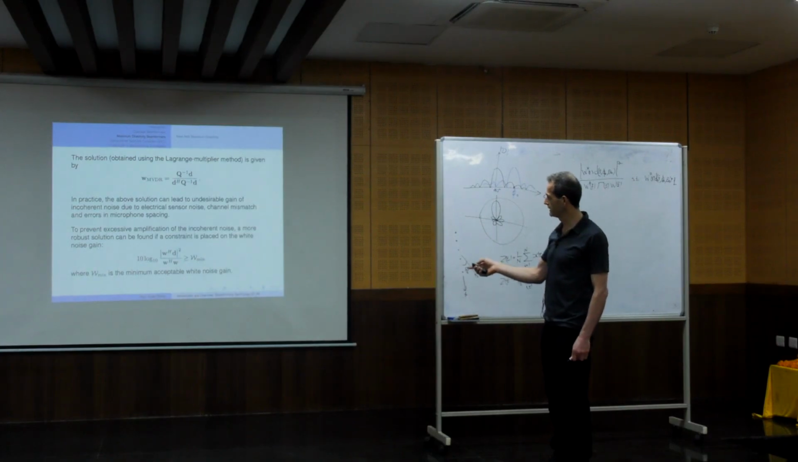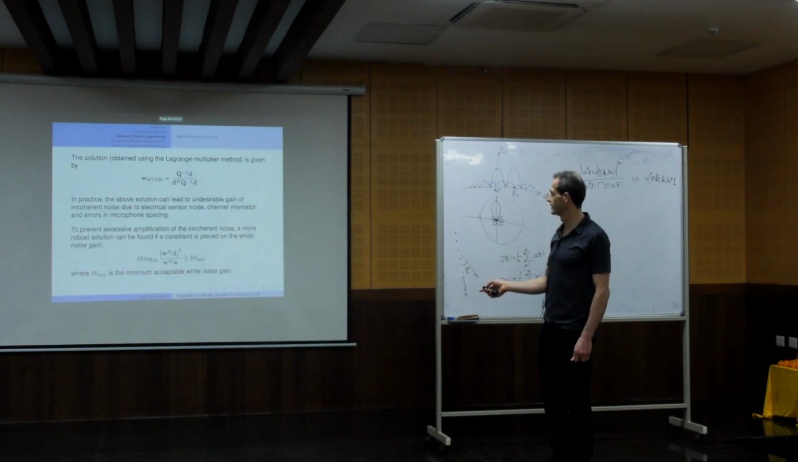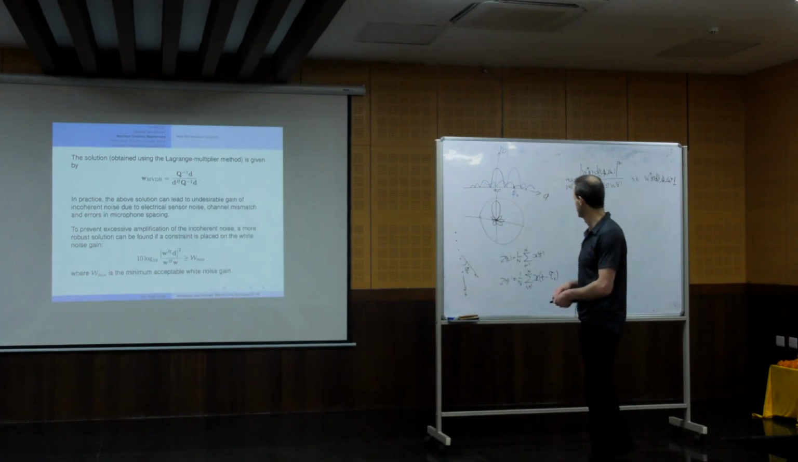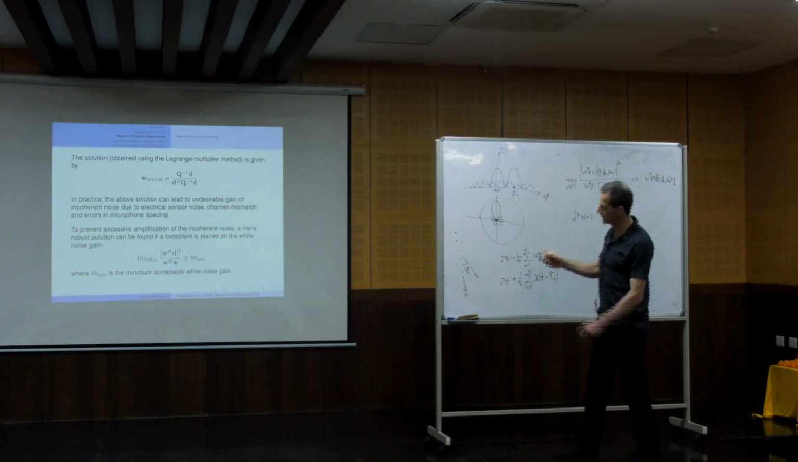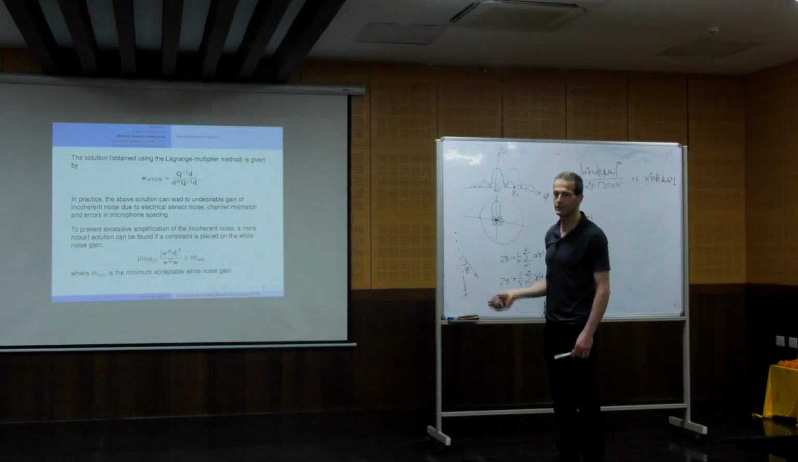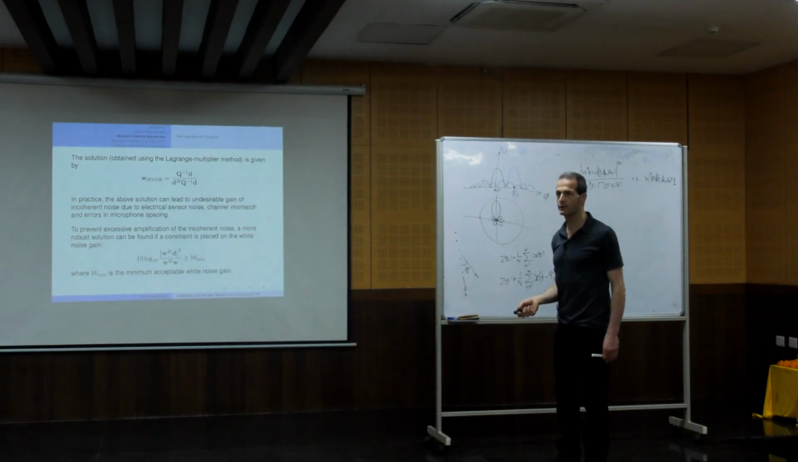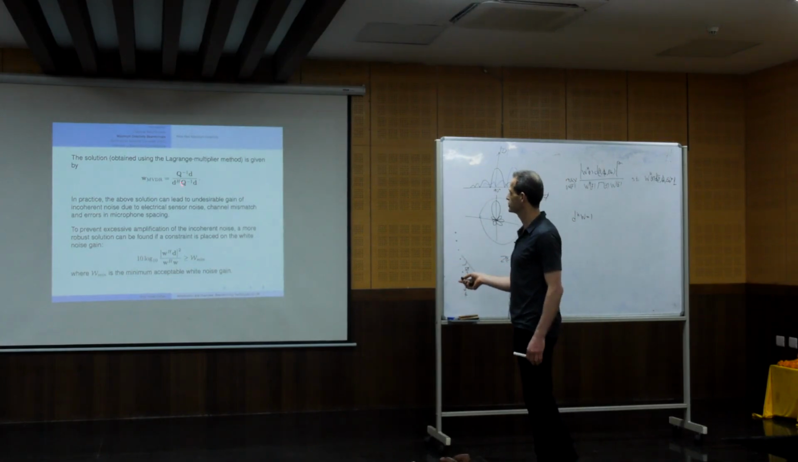By the way, if I substitute this into the constraint, W^H D, I get 1. W^H D is the same as D^H W, which equals 1. So this solution satisfies the constraint. If I put here D^H, actually it's 1. But you also need to show that it minimizes. So don't just use it. Prove that you can obtain this expression for the MVDR.